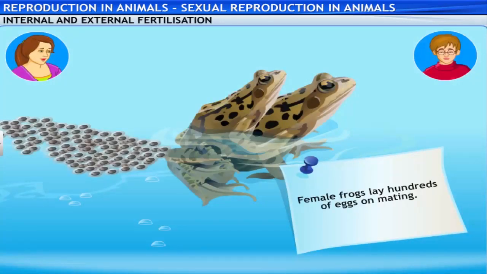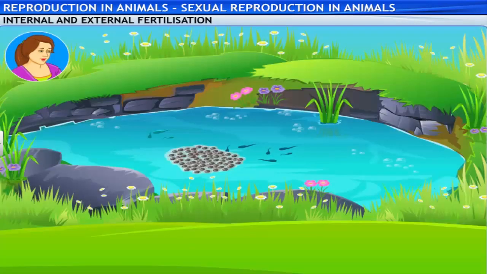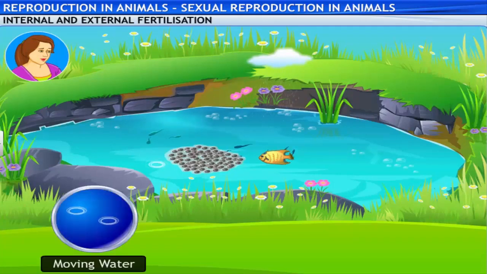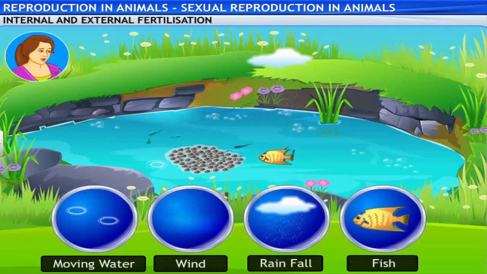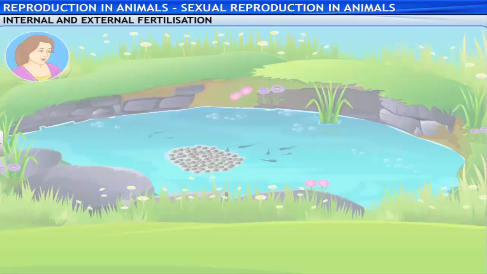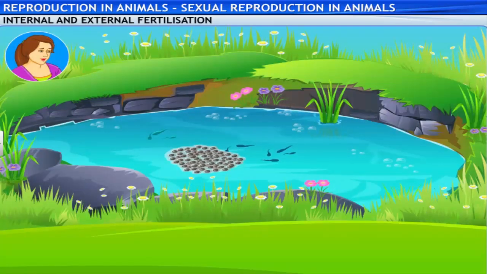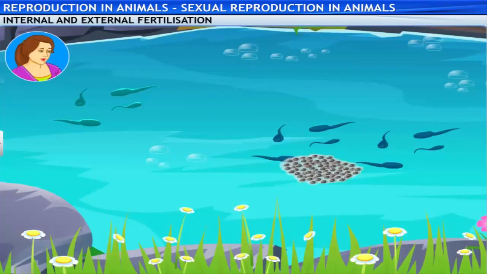Interestingly, female frogs lay hundreds of eggs at a time. So many eggs! Yes, frogs need to lay a lot of eggs to keep their species alive. The eggs are exposed to moving water, wind, rainfall, and other animals that may feed on the eggs. Only a few eggs get a chance to fertilize. The eggs stay together as they are held together by a layer of jelly.